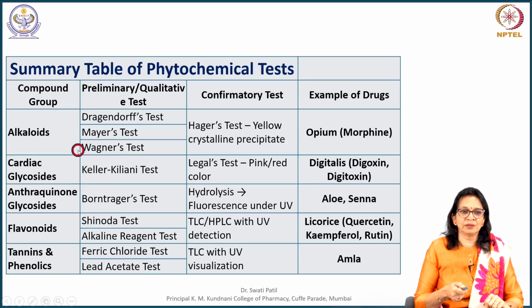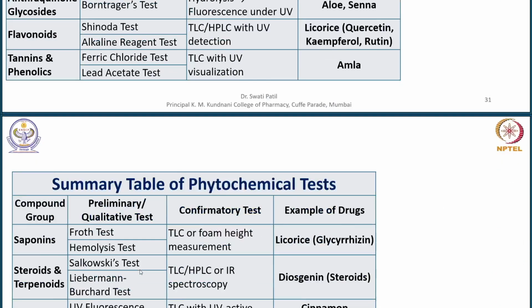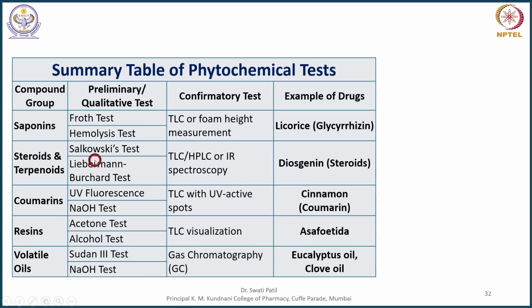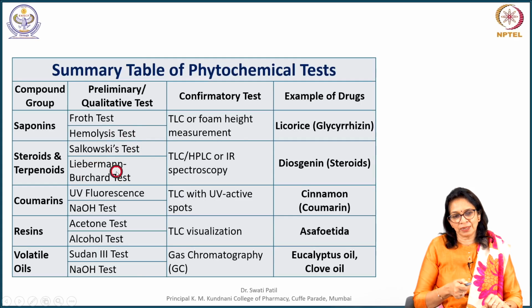So, to summarize, to detect the presence of alkaloids, Dragendorff's, Mayer's and Wagner's reagents can be used. Cardiac glycosides can be detected with the help of the Keller-Kiliani test. Anthraquinones, the best test to detect is Bornträger's test and modified Bornträger's test, where extra ferric chloride is used for hydrolysis. Flavonoids are detected by using magnesium ribbon and hydrochloric acid in the Shinoda test, and the alkaline reagent test. Tannins and phenolics can be detected using ferric chloride and lead acetate. Saponins are detected by froth and hemolysis tests.